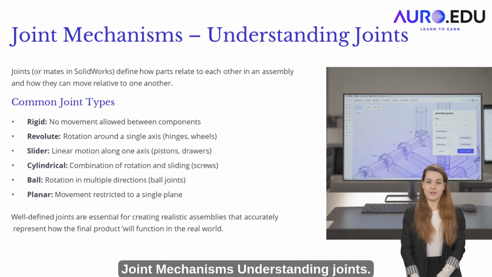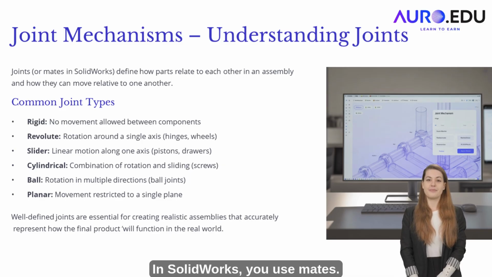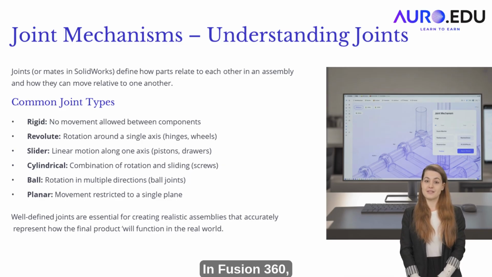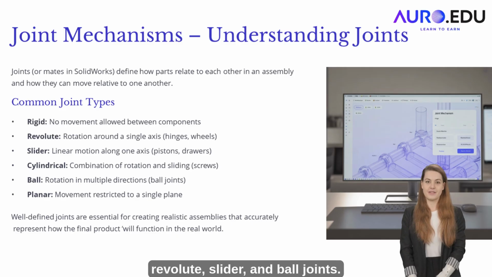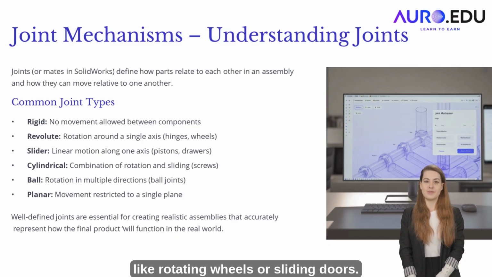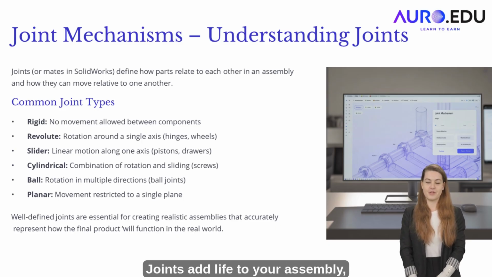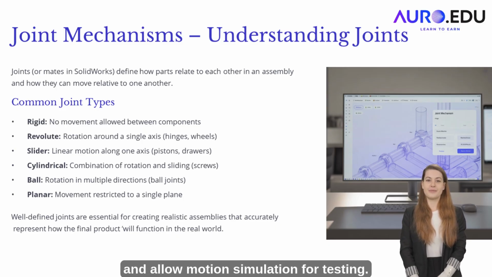10. Joint mechanisms. Understanding joints. Joints define how parts move in an assembly. In SolidWorks, you use mates. In Fusion 360, there are rigid, revolute, slider, and ball joints. These simulate realistic movement, like rotating wheels or sliding doors. Joints add life to your assembly and allow motion simulation for testing.